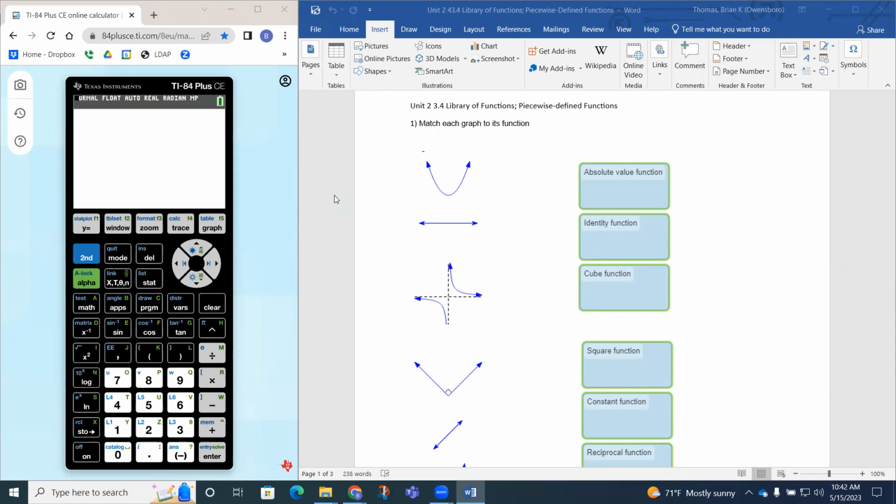So 3.4 gets into library functions and also piecewise defined functions. Question 1 says match each graph to its function.